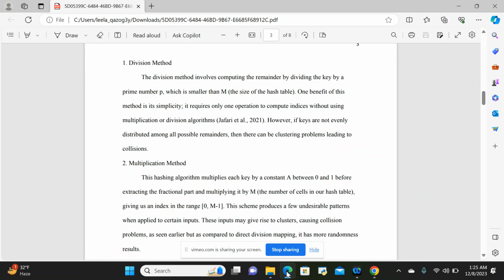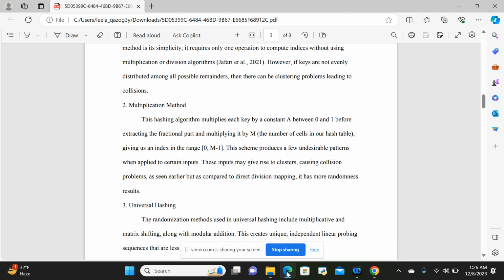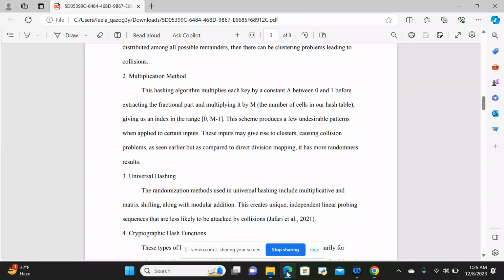The division method involves computing the remainder by dividing the key by a prime number p which is smaller than m, the size of the hash table. One benefit of this method is that it is simple: it requires only one operation to compute the index without using multiplication or division algorithms. However, if keys are not evenly distributed among all positions, remainders can be clustered, causing problems and leading to collisions.